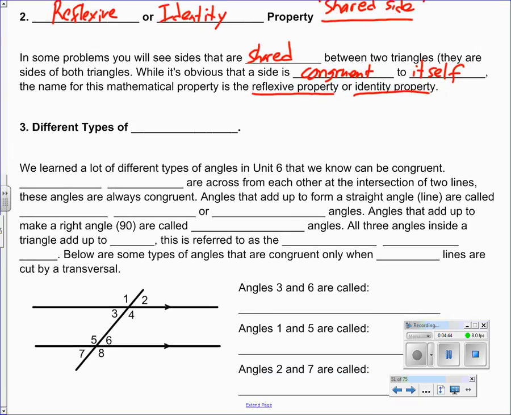Another reason you'll see a lot when we're trying to show that angles are congruent is we have a lot of different types of angles, and this is something we covered in the last unit. One of the more common ones you'll see is when two lines intersect, they form vertical angles. Vertical angles are across from each other at the intersection of two lines. These angles are always congruent. Another thing, we know that anytime angles add up to form a straight line, those are called linear pairs or supplementary angles.